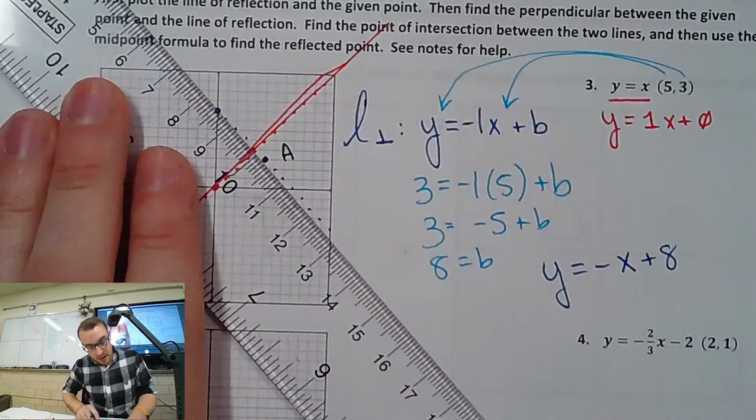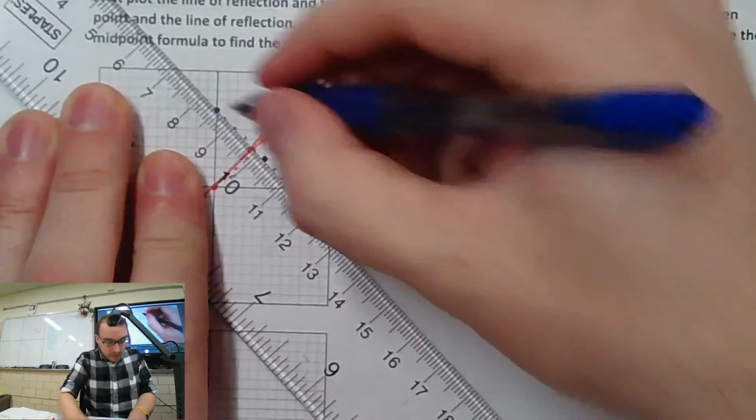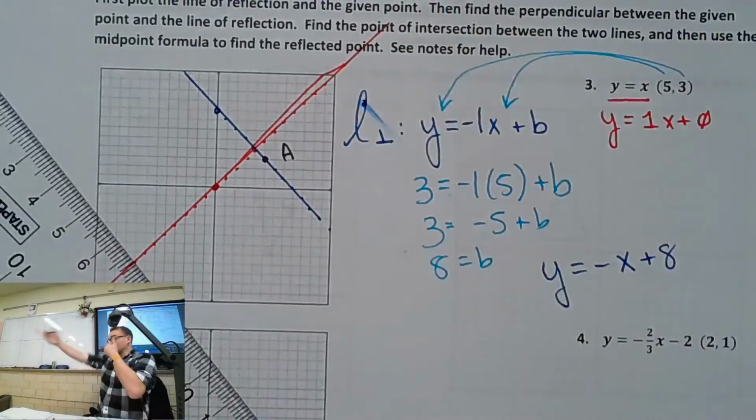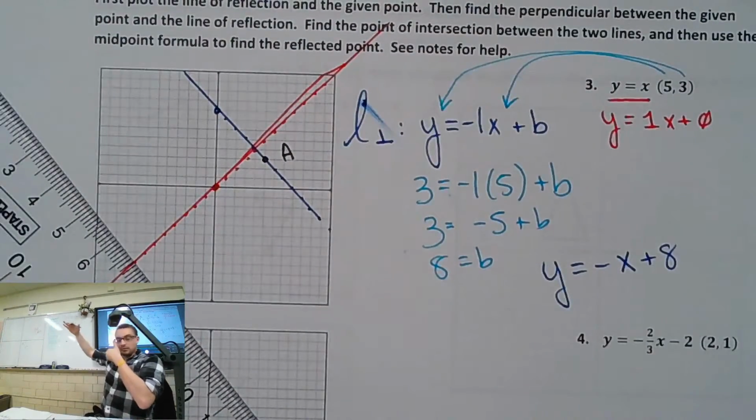Now, why are we doing this? Well, we know that when you look at a mirror, your reflection is going to be right in front of you, right? It's not at some weird angle.